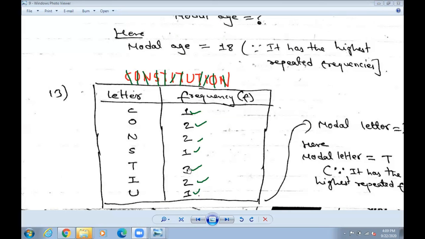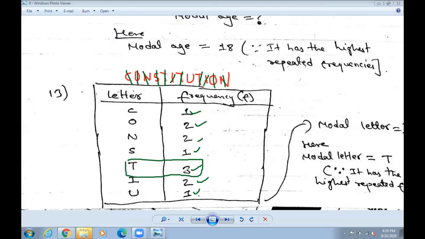Which one is the highest? 3 is the highest. Okay, so what is the modal letter then? I is the modal letter. Okay, not I, it is T. Let me cancel this one. So which one is the modal letter? T is the modal letter. Why is T the modal letter? Because T has the highest frequency.